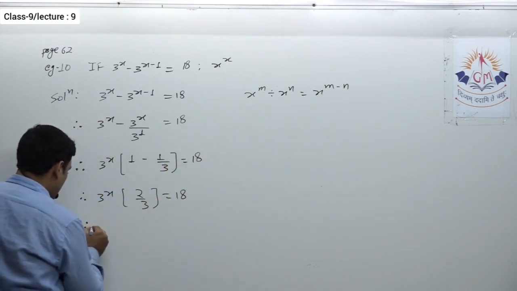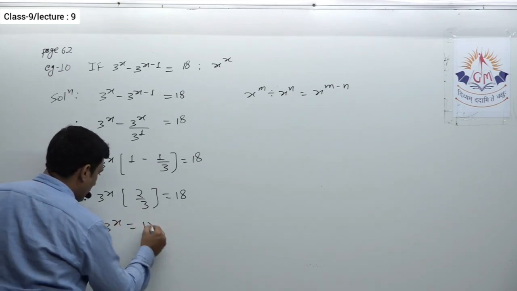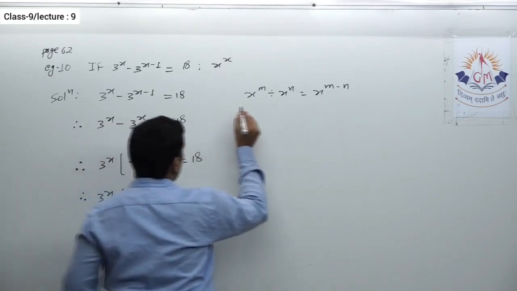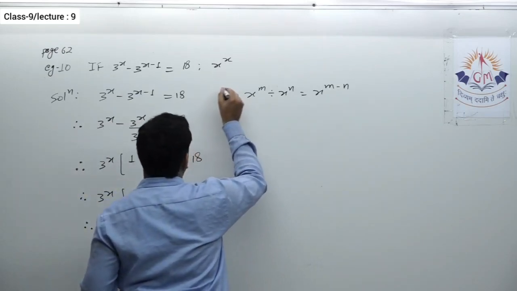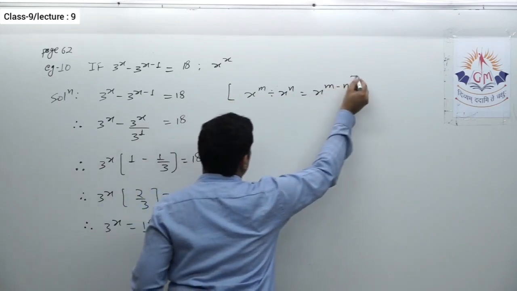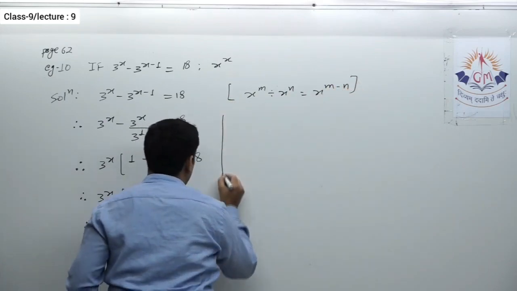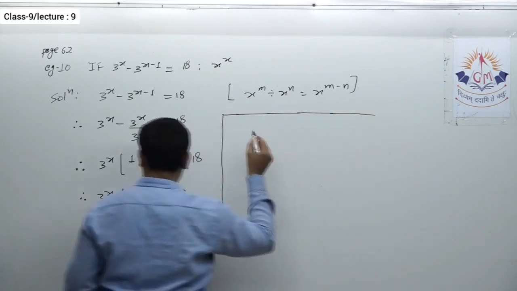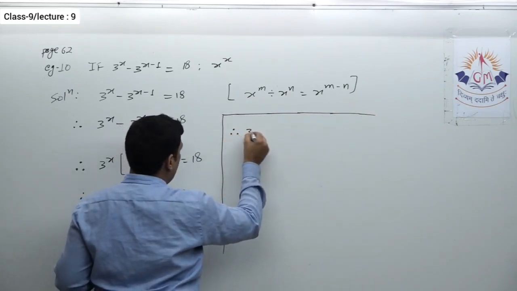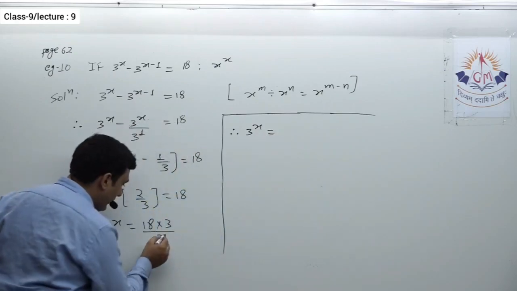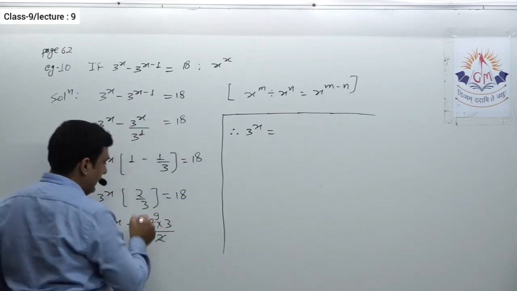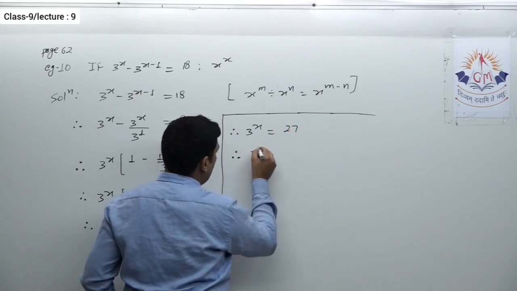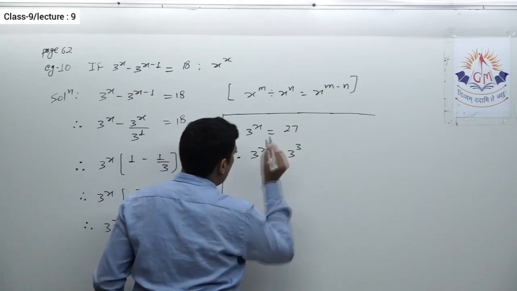So here I can write 3 raised to x is equal to 18 multiplied by 3 upon 2. So ultimately what I will get, see here I applied that law. So I am taking in this bracket, and further I am solving over here. Okay, now 3 raised to x is equal to, if I simplify this, this will become 9. And 9 into 3, that is 27. So I can write 3 raised to x is equal to 3 raised to 3.